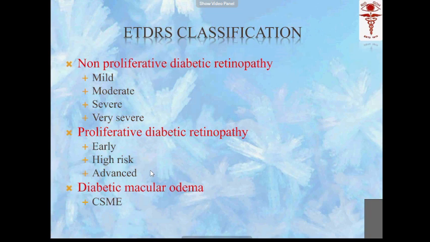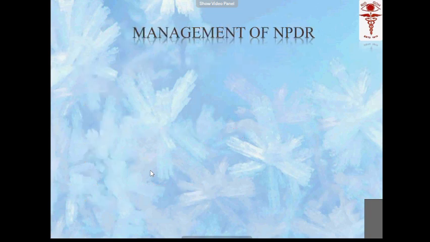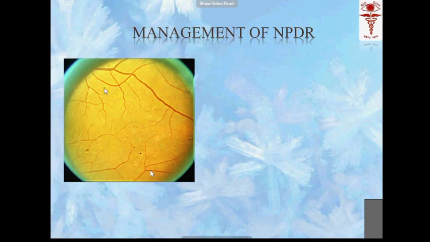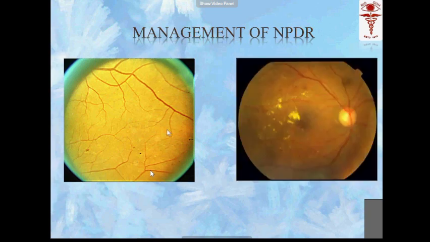So if it's a case of an NPDR, non-proliferative, it is easily manageable. So this is the fundus. You can see a few aneurysms, a few dot and blot hemorrhages. This is called mild. See this picture. So what is this? Anybody can tell? What am I pointing out?